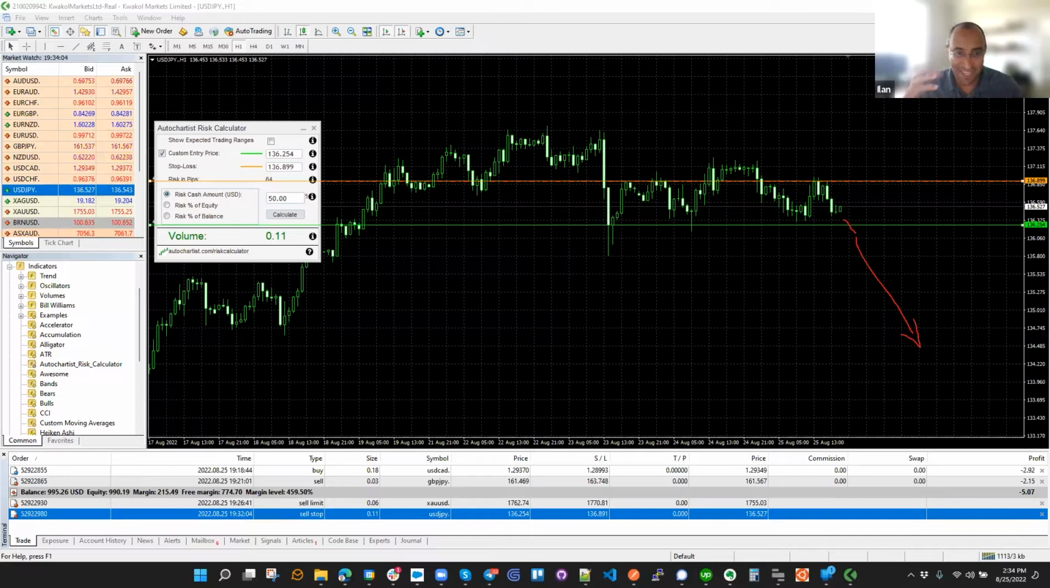And this is what the risk calculator is there for, okay? It's there to make sure that if you do call it wrong and the price goes against you, you know how much you're in for, right? You know approximately how much money you have risked. Okay.